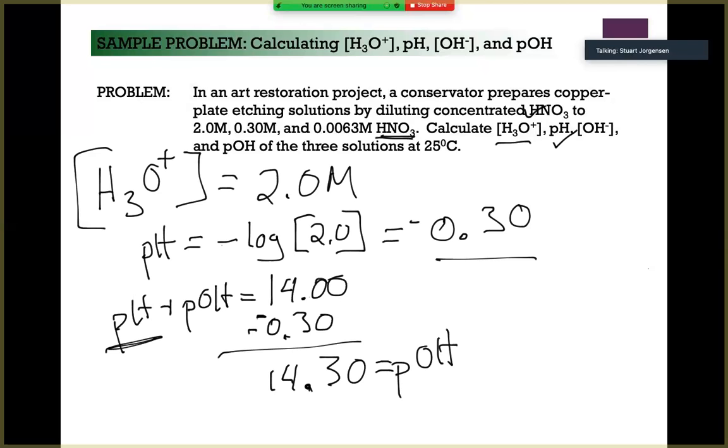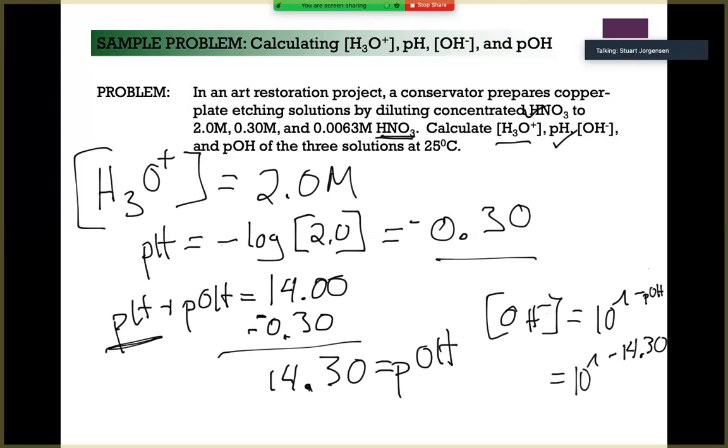Cool. And last but not least, if we want to go back the other way to get just your OH minus concentration, that's going to equal 10 to the power negative pOH. Oh my goodness, sorry, I'm getting sloppy. Let me zoom in here a little bit. Negative pOH, negative pOH. Cool, so we need 10 to the power negative 14.30. That's going to be really little.